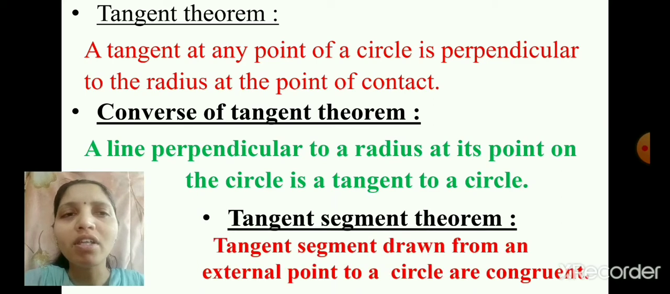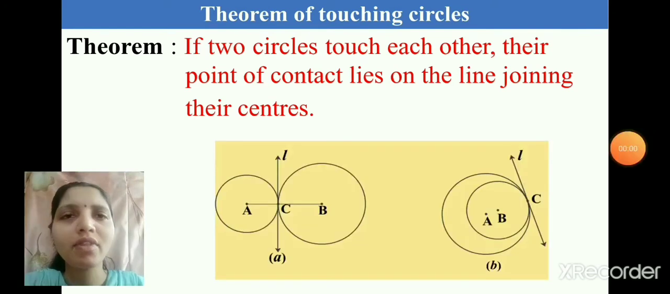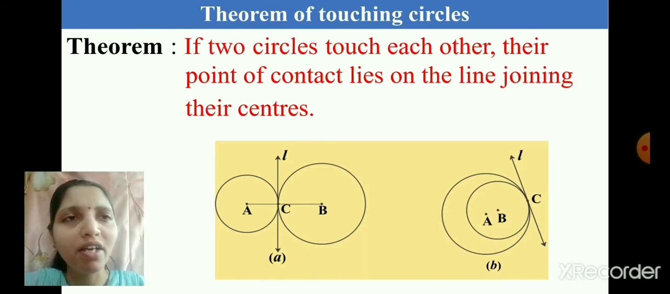Then we learned the tangent segment theorem, which states that tangent segments drawn from an external point to a circle are congruent. We have also seen the theorem of touching circles, which states that if two circles touch each other, their point of contact lies on the line joining their centers. We learned that touching circles can be of two types: externally touching circles and internally touching circles.